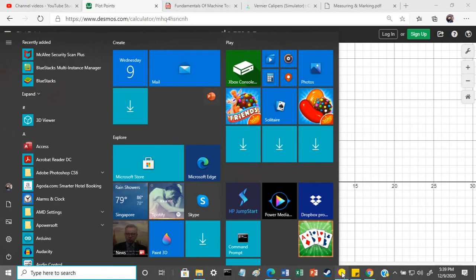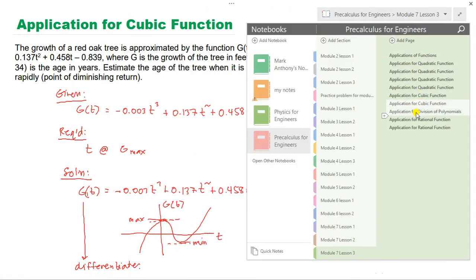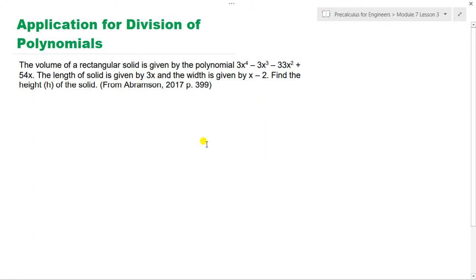Okay, let's proceed to the next problem. So the next one is an application for division of polynomials. So here we are given a problem. The volume of a rectangular solid is given by the polynomial 3x to the fourth minus 3x cubed minus 33x squared plus 54x. The length of the solid is given by 3x and the width is given by x minus 2. Find the height h of the solid.